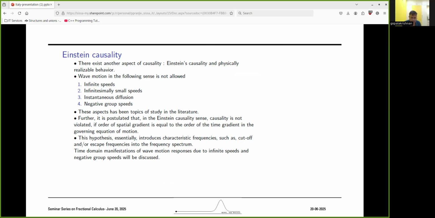There are lots of papers in this area. And further, it is postulated that causality is not violated if that happens, because we remove those modes. So this is something we can actually follow. But a more theoretical explanation of altering the wave numbers comes from the KK relation. Next, please.